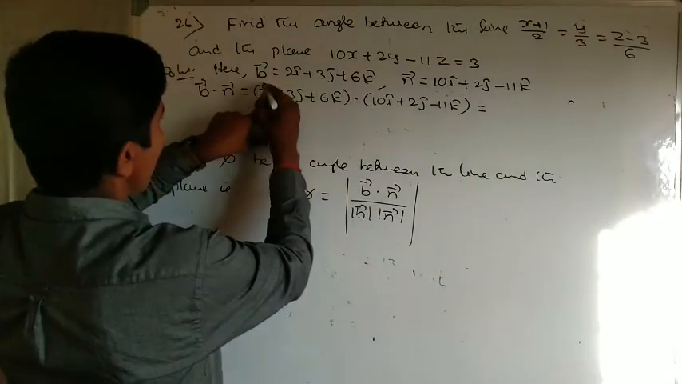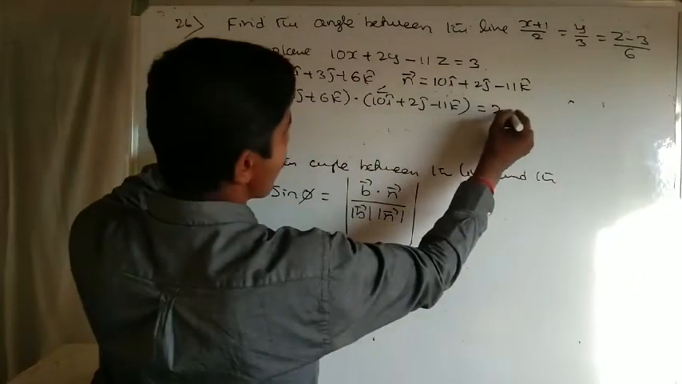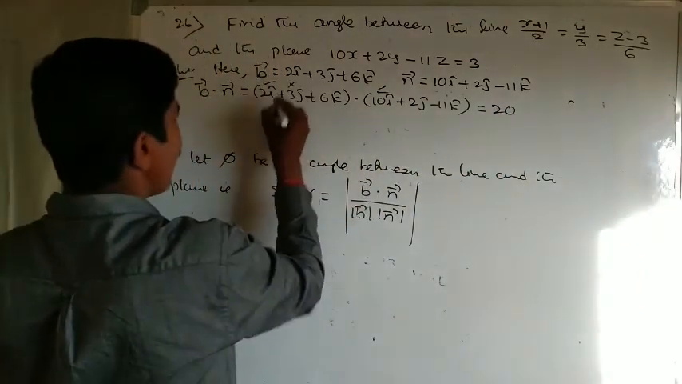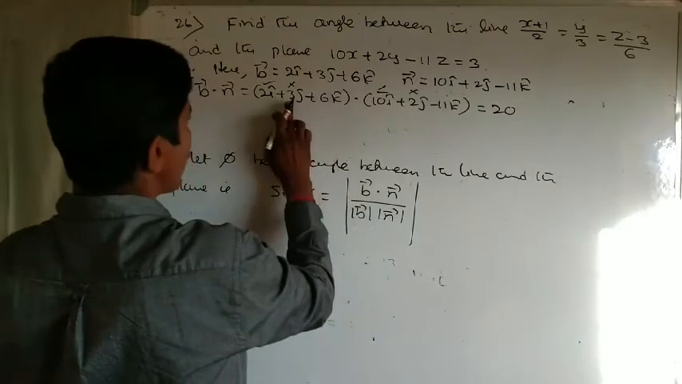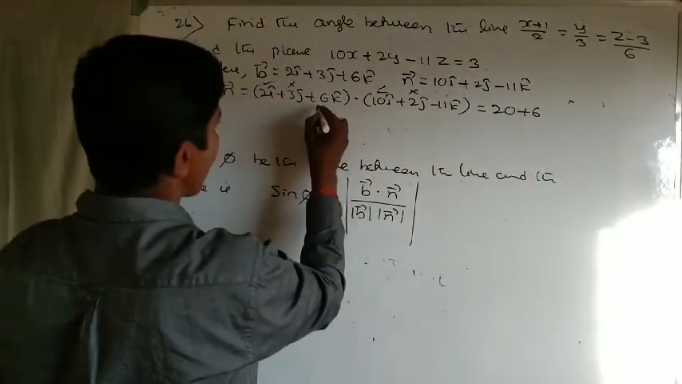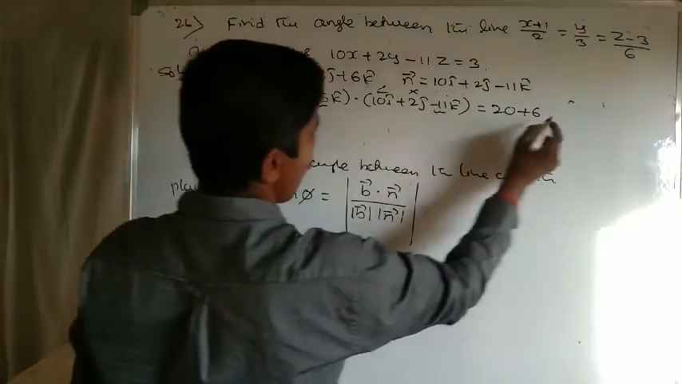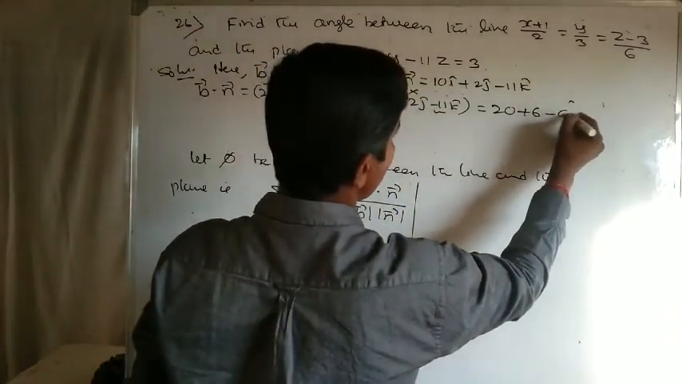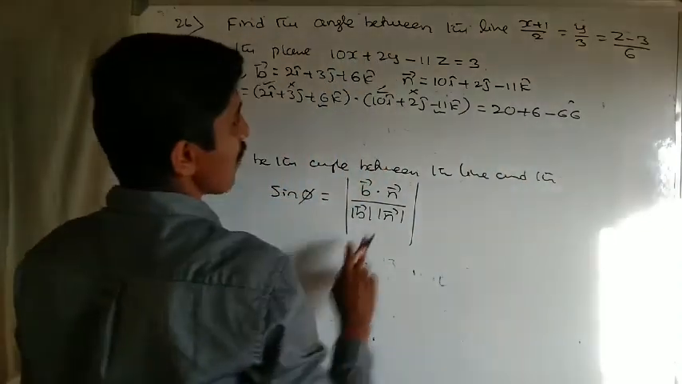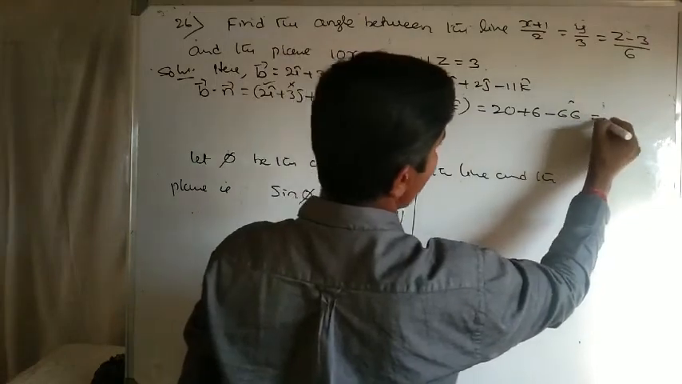Multiply the i coefficients: 2 into 10, 20. The j coefficients: 3 into 2, 6, plus 6. The k coefficients: 6 into minus 11, minus 66. 20 plus 6 is 26, minus 66 means clearly minus 40.